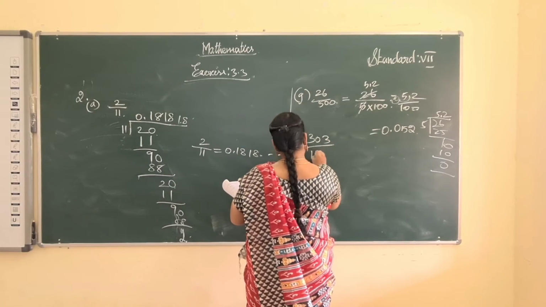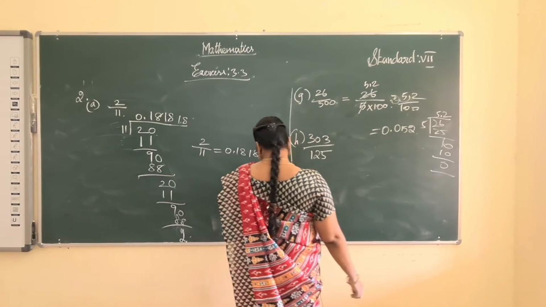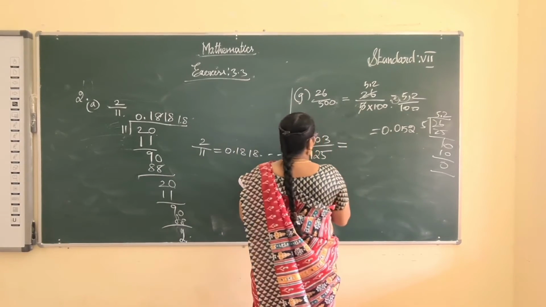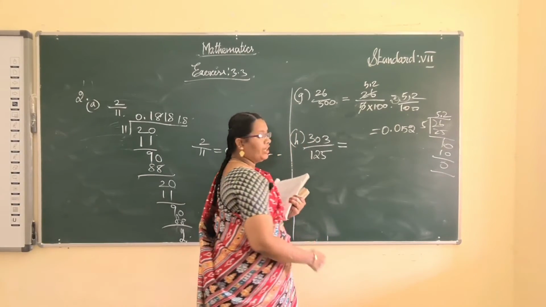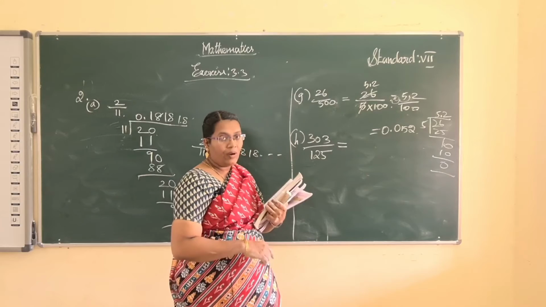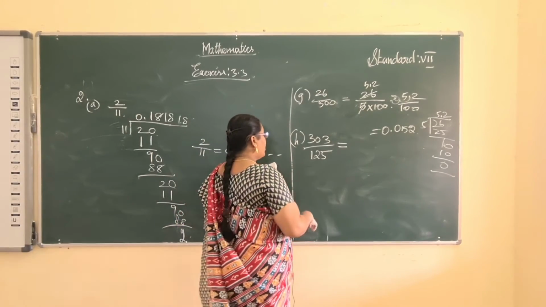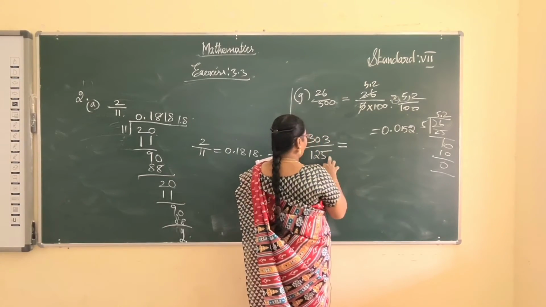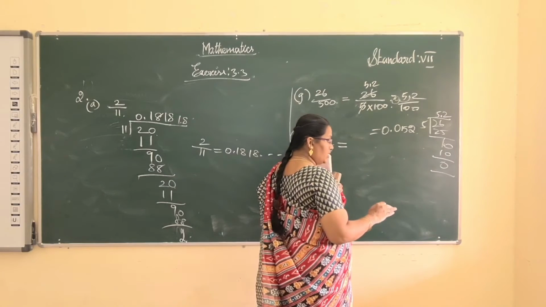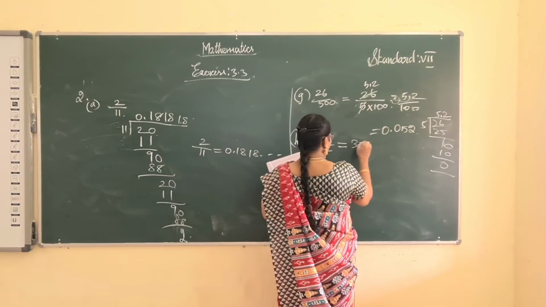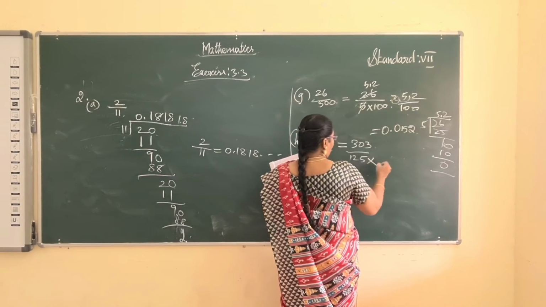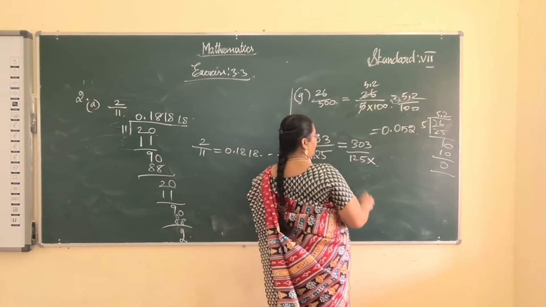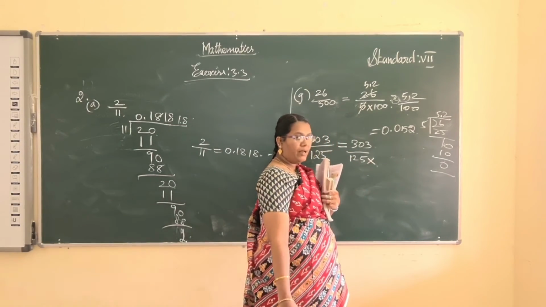303 by 125 is given. Here also we use the alternate method of equivalent rational number with the power of 10. So here the power of 10 is 3. 125 multiplied by 8 times, we get the value 1000. If a method is specified, you should follow that method, otherwise you can apply any one of the methods.